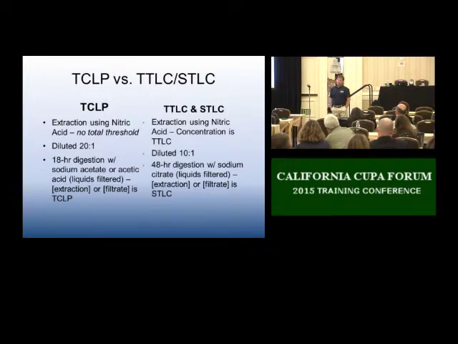Or it may be a compressed gas that's ignitable. So now it's not a liquid, it's a gas. And you go to get rid of it. That makes it a hazardous waste.